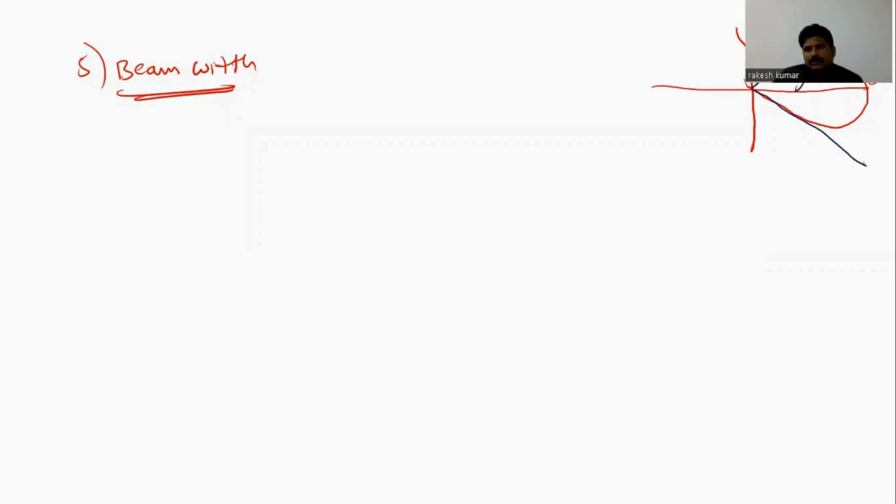What is the angle? This angle is nothing but phi minimum. So this is also phi minimum. So the beam width between first nulls is nothing but 2 into phi minimum. The angle from here we can call as phi minimum. So it is nothing but 2 into phi minimum.